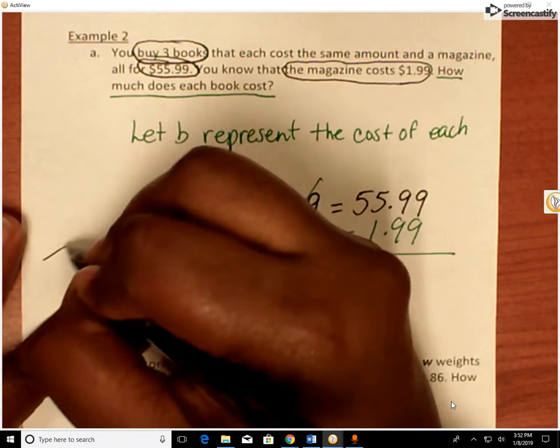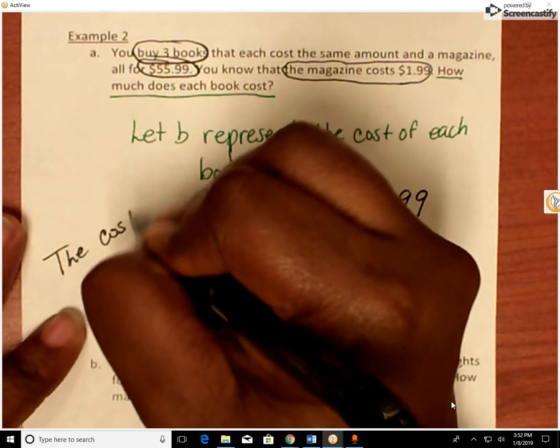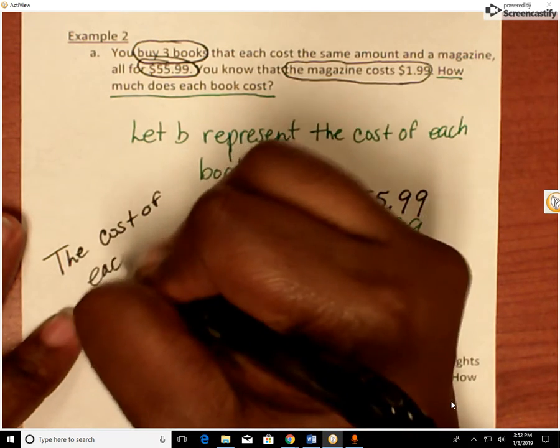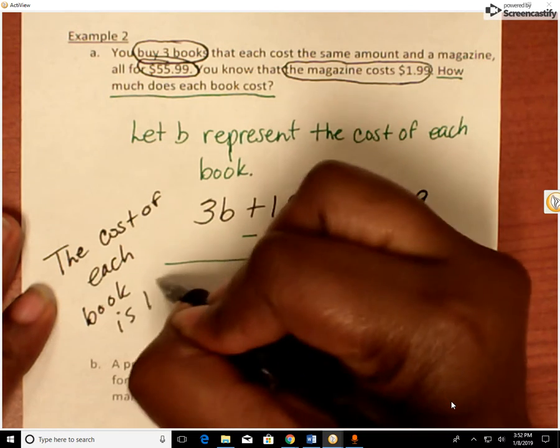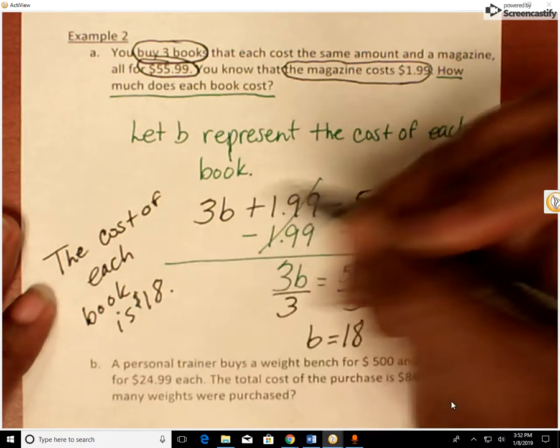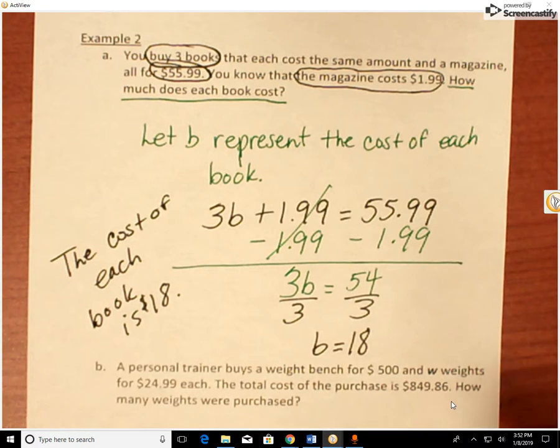So the cost of each book is $18. You can put a dollar sign, or you can put the word dollars.